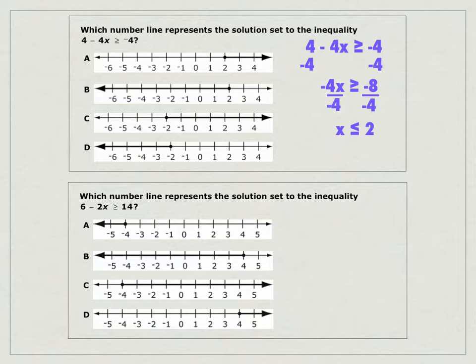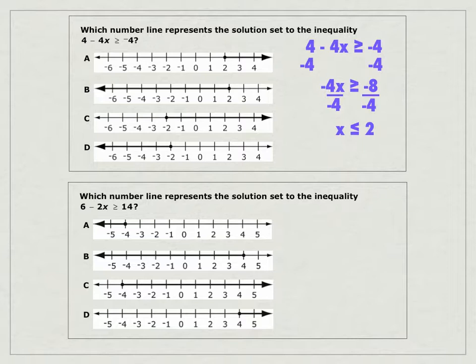It's always important to go ahead and check that first. If you'll notice, all 4 of these answer choices do have a filled in circle, so I can't eliminate any choices based on that. The inequality I'm trying to graph is x is less than or equal to 2, so I know C and D are not the correct answers because they have points at negative 2, and I need my point to be at positive 2.